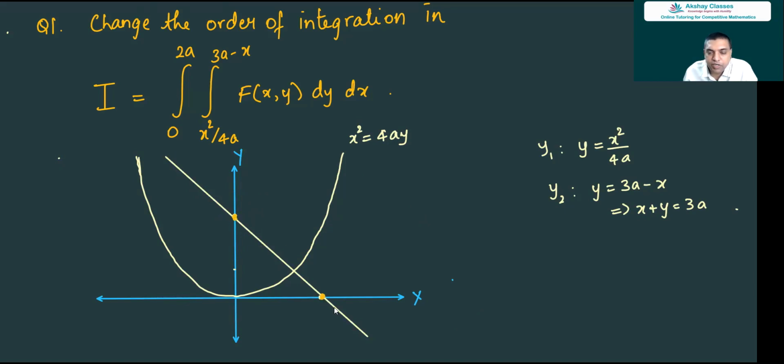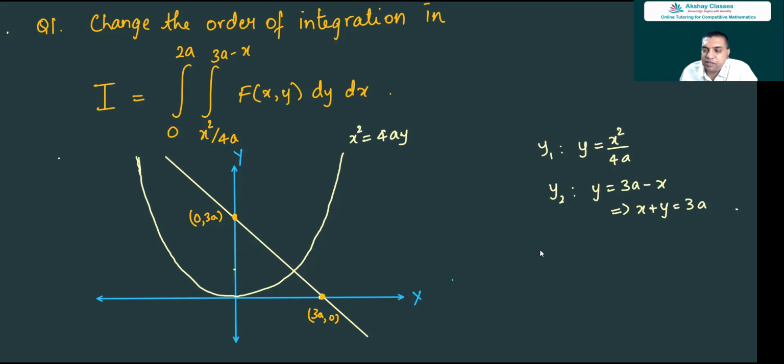This is the point (3a, 0) and (0, 3a). So from the equation of the lines, this is in the intercept form of the line. So this is the line, this is the curve. So region bounded. Now, where do they intersect? This curve, where does it intersect? So if we equate, let's equate both of them.